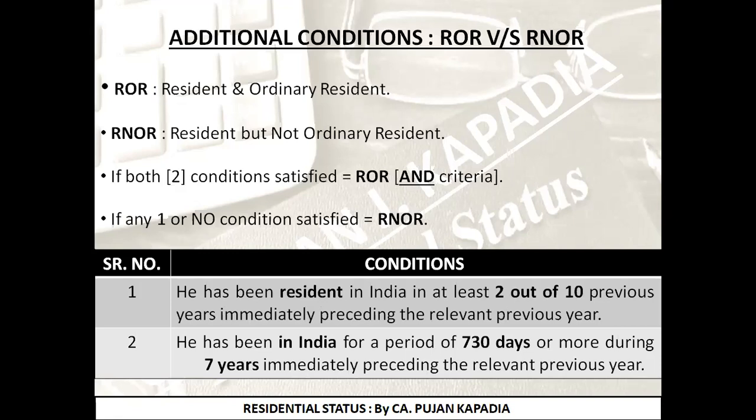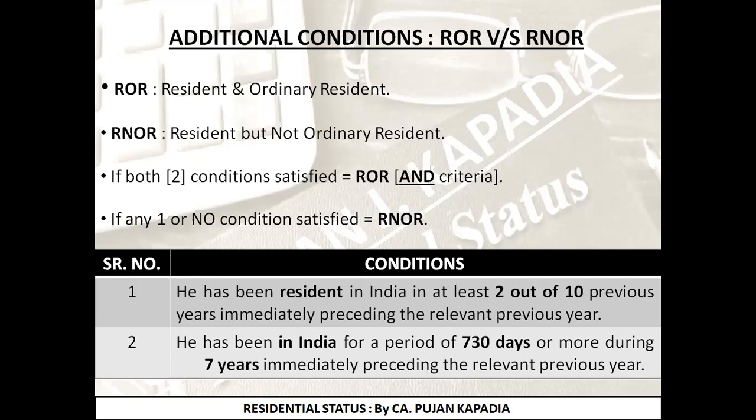What was our basic condition? The first criterion was a stay of 182 days in the current year. And the second criterion had 2 points: 60 days in the current year, and in the preceding 4 years, it should be 365 days. So if by this condition a person is resident, that is, if any of these two conditions has been satisfied, then we can say he is a resident. So we need to check it for the last 10 years. And by checking these last 10 years, if he is a resident for at least 2 years, then we can say condition number 1 has been fulfilled.